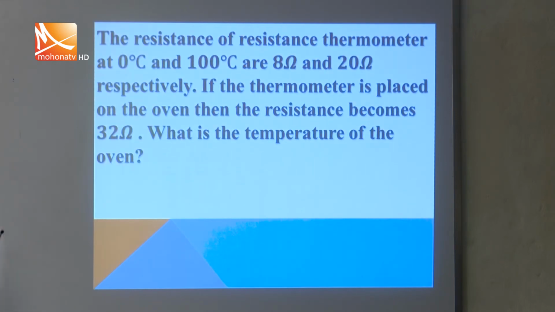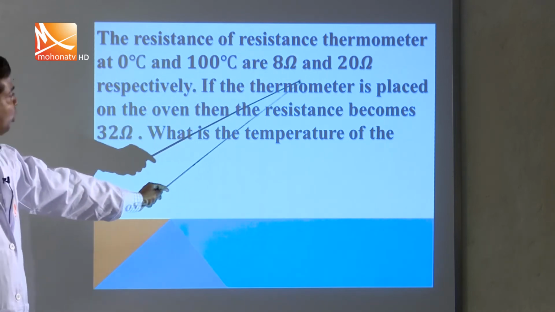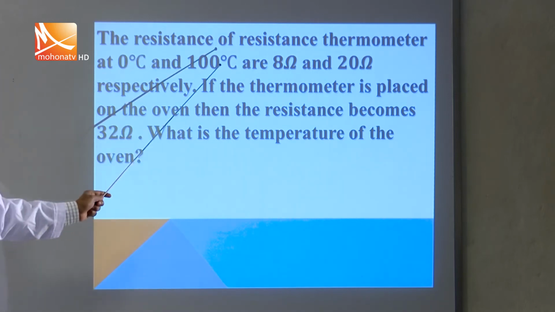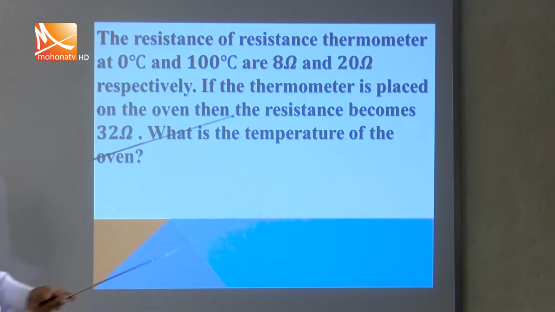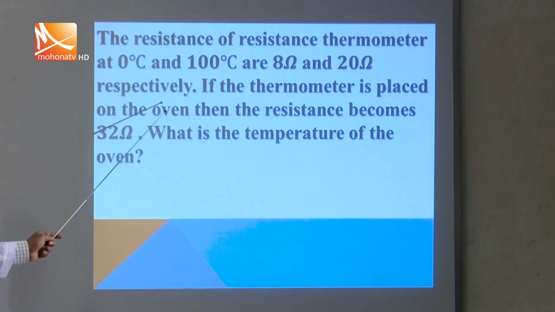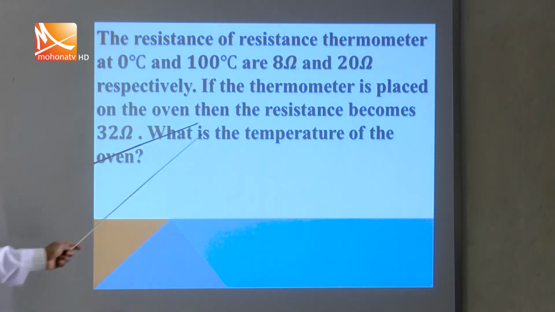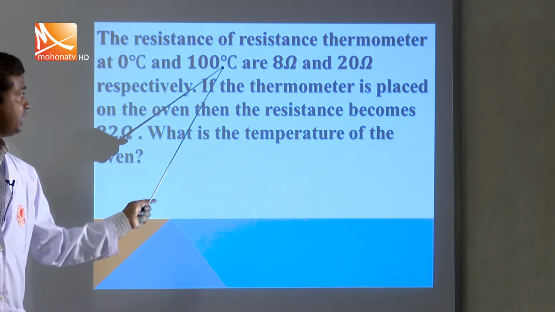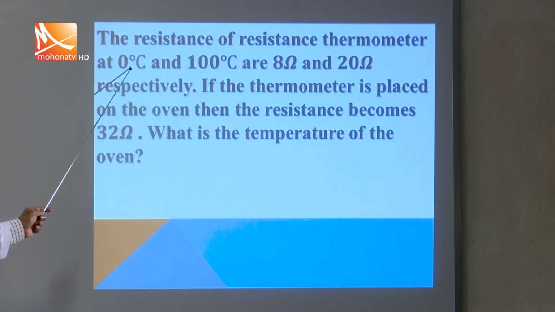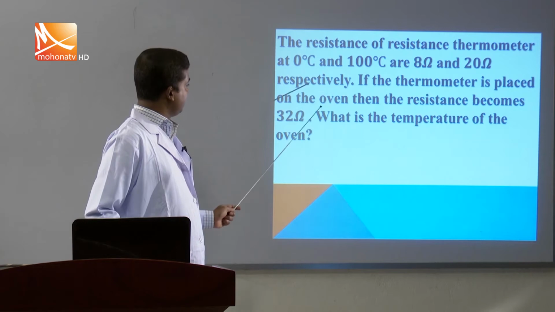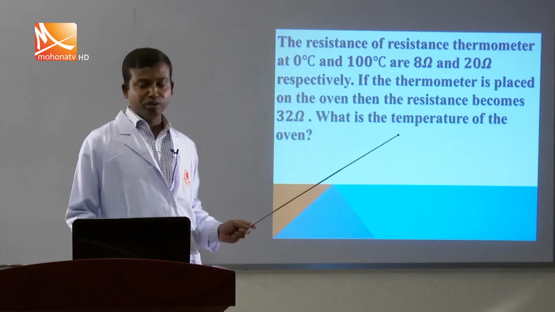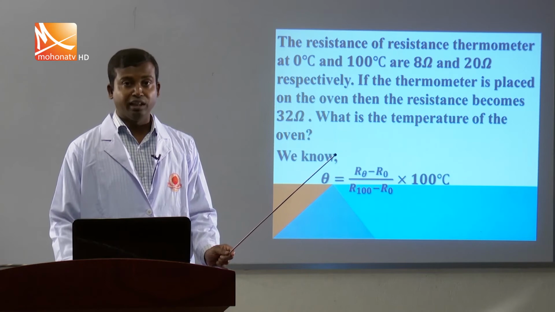Now, here is another problem related to a thermometer and the two point fixed method. The resistance of a resistance thermometer at 0 degrees and 100 degrees Celsius are 8 ohm and 20 ohm. That means at 0 degrees and 100 degrees Celsius the given resistances are these, and if the thermometer is placed in an oven, then the resistance becomes 32 ohm. What is the temperature of the oven? That means these two thermometric properties are given for definite temperatures, and another thermometric property for the unknown temperature is given, then you have to find the unknown temperature.